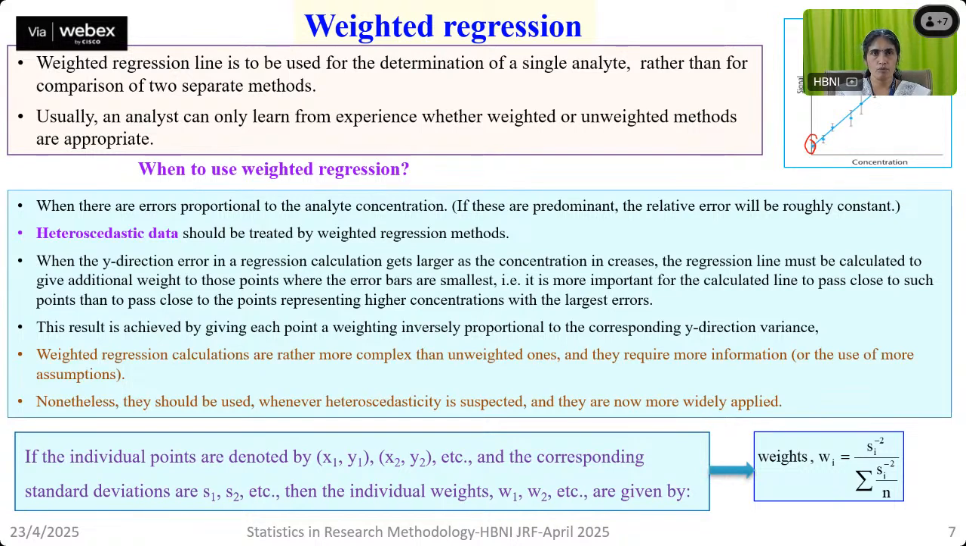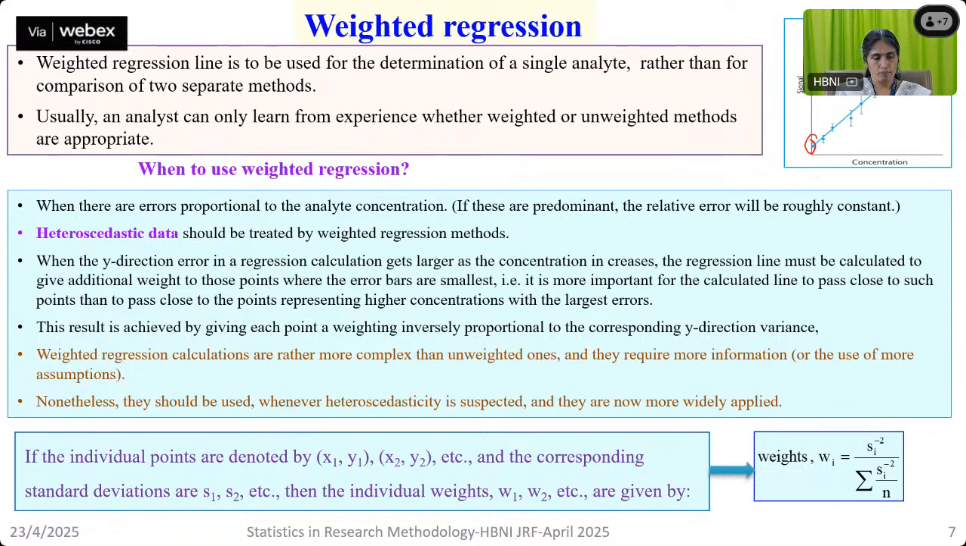We may have to assume those conditions and apply them. So the conditions or input parameters are more in the weighted regression, and the calculations are also a bit more involved. But in real life situations, heteroscedasticity is anticipated and we have to apply it in order to get quality, reliable data during real life measurements.